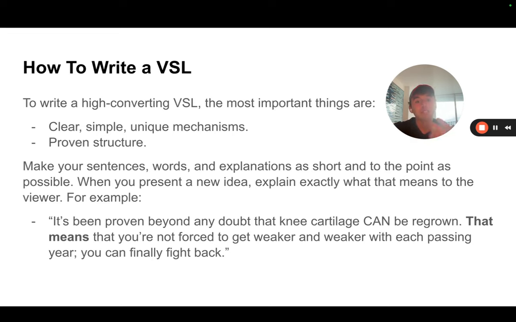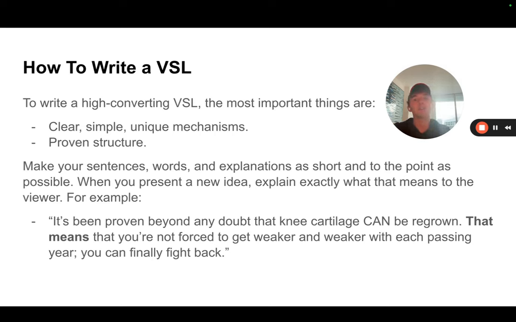And then every time we present a new idea, we explain what that means for the viewer. Otherwise, it just creates skepticism when you're introducing new ideas. That creates fear and tension. Now, an example of that: it's been proven beyond any doubt that knee cartilage can be regrown. That means that you're not forced to get weaker and weaker with each passing year. You can finally fight back.